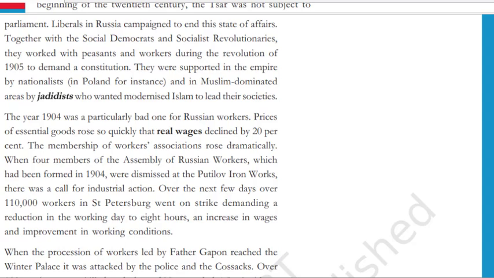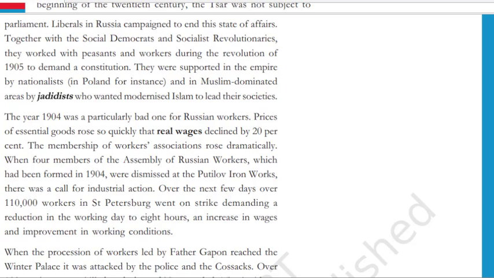The year 1904 was a particularly bad one for Russian workers. Prices of essential goods rose so quickly that real wages declined by 20%. The membership of workers' associations rose dramatically. When four members of the Assembly of Russian Workers, which had been formed in 1904, were dismissed at the Putilov Iron Works, there was a call for industrial action.